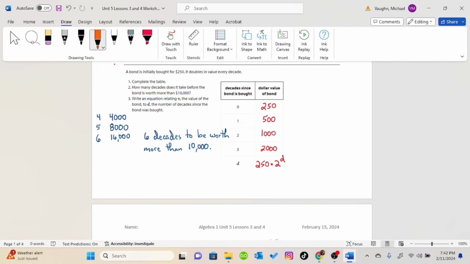And number 3, write an equation relating V, the value of the bond, to D, the number of decades since the bond was bought. So for this, we're taking the bottom table entry and we're just turning it into an equation. We can say V of D equals 250 times the factor of 2 to the power of d decades.